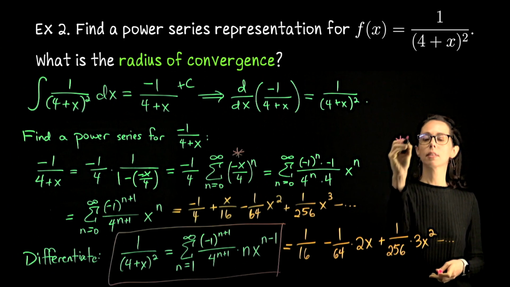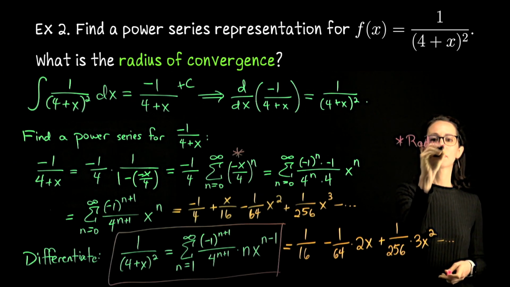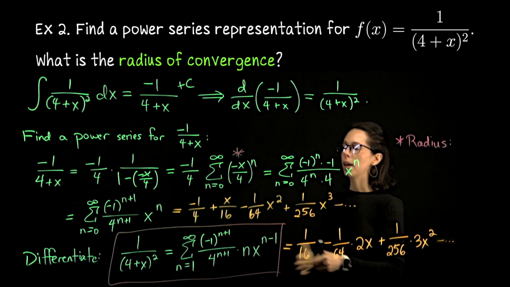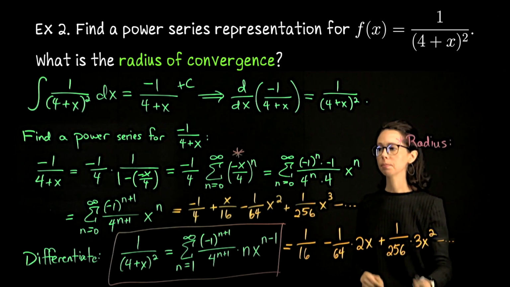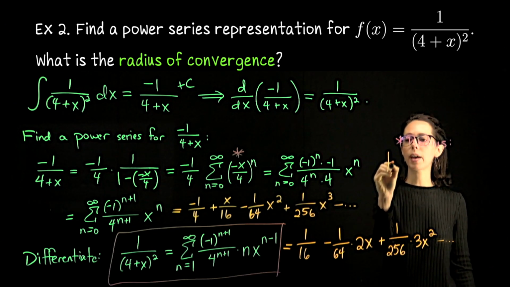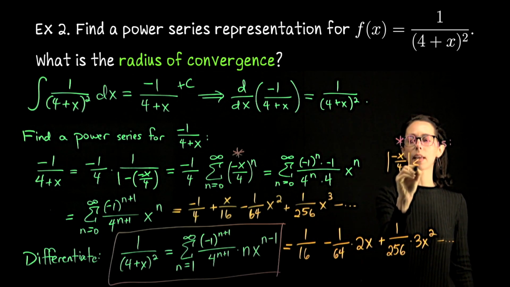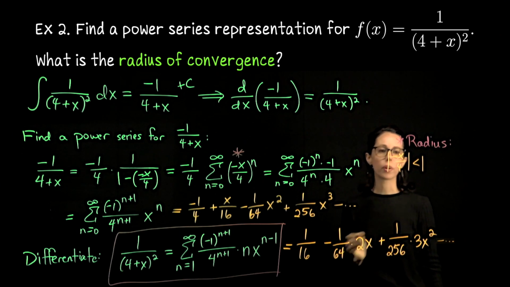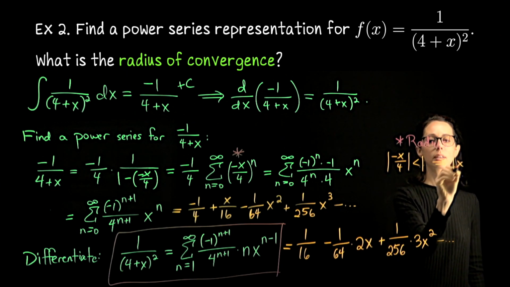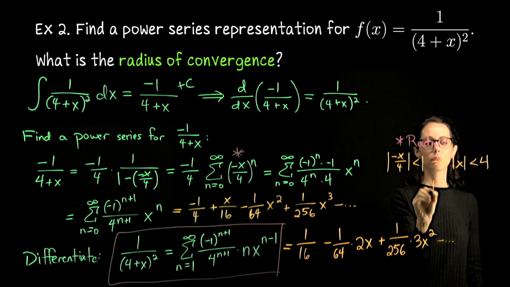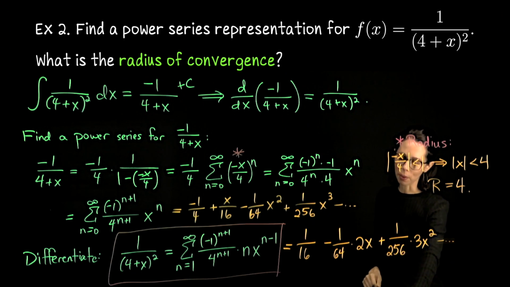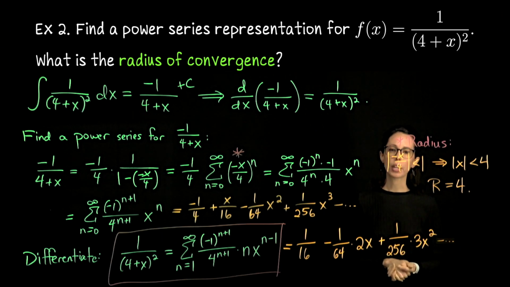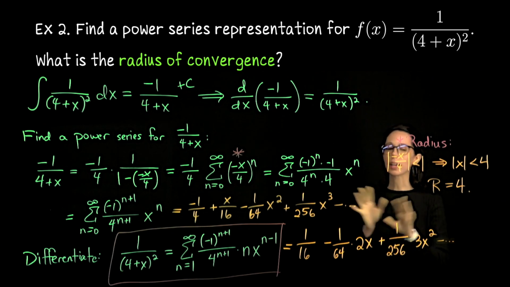So for the radius, it's going to be the same as the radius of convergence for the original power series that we differentiated. So we need the absolute value of negative x over 4 to be less than 1. That's equivalent to the absolute value of x is less than 4. So the radius is 4. Okay, that wraps up this example, but we're going to keep doing these kinds of operations on power series. So I just wanted to look at 2 in this video. In a second, I will write down a quick summary.